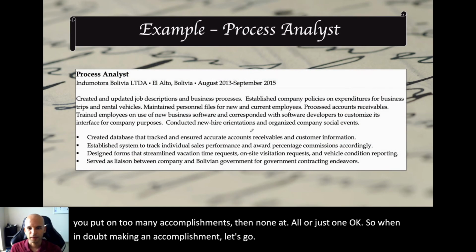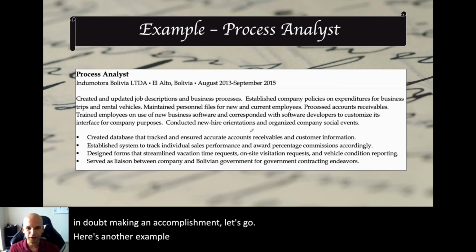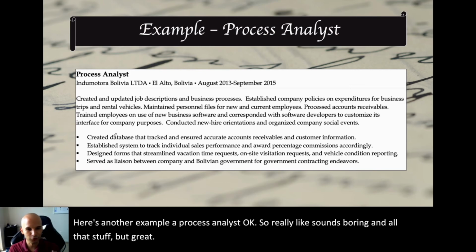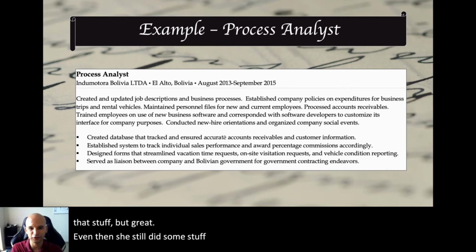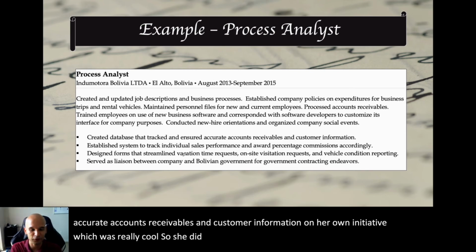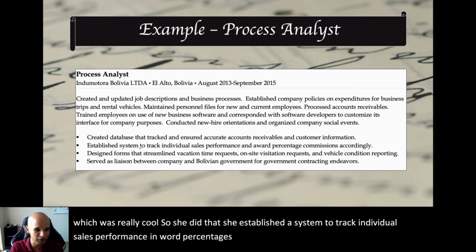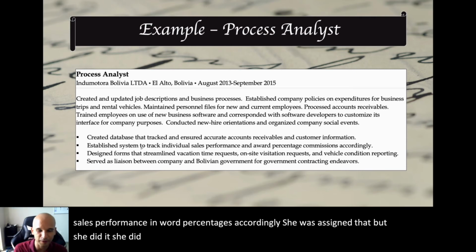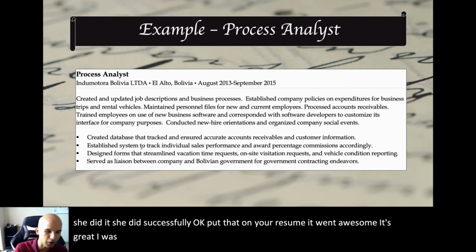Here's another example. A process analyst. Okay. So it sounds boring and all that stuff, but great. Even then, she still did some stuff. She created a database that tracked and ensured accurate accounts receivables and customer information on her own initiative, which was really cool. She established a system to track individual sales performance and award percentages accordingly. She was assigned that, but she did it. She did it successfully. Okay, put that on your resume. It went awesome. I was given this task and I succeeded. There you go. I'm proud of it.